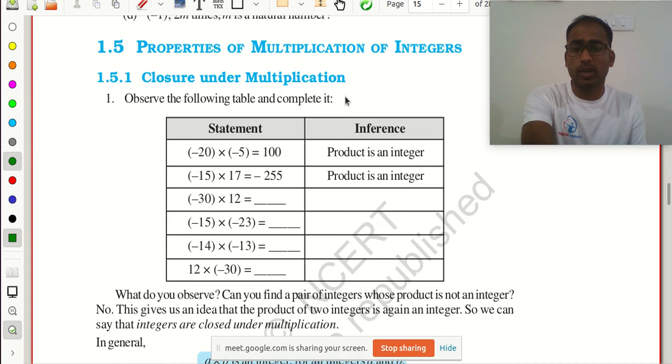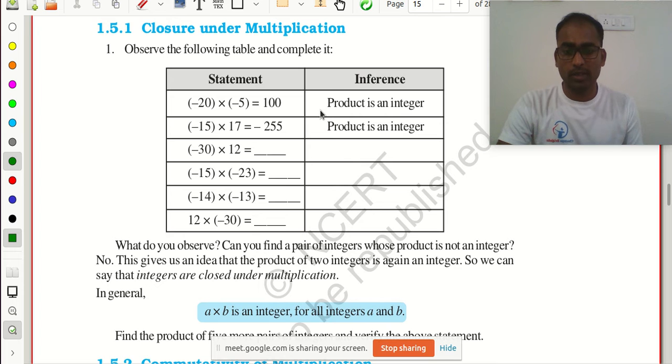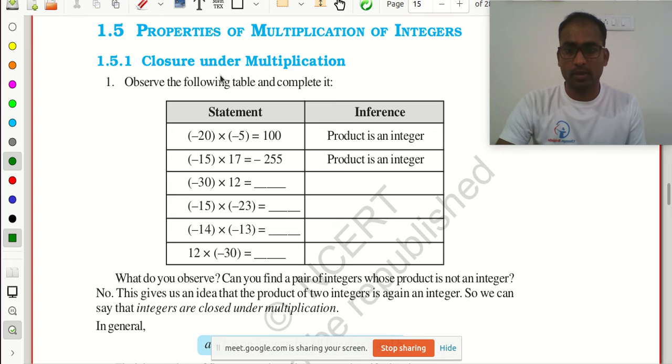Yes. Next we need to learn the properties of multiplication of integers. So what are the properties? Closure, commutative, associative and distributive properties. So first we learn the closure property. Okay, first we will go through the closure property. In yesterday's class I told what the closure property in addition is. If I add any integer to an integer, the answer should be an integer only. Then we can say integers are closed under addition.